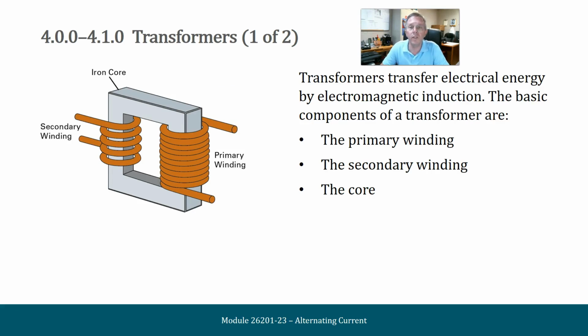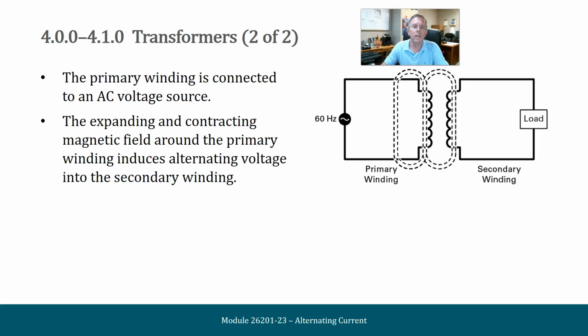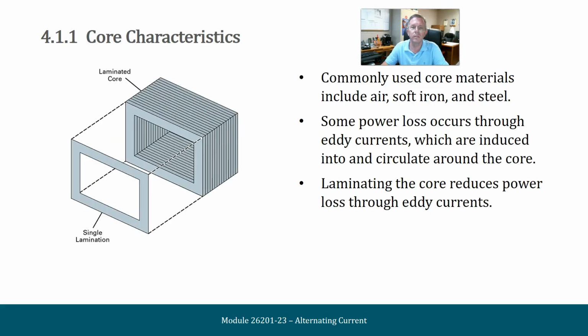Transformers transfer electrical energy by electromagnetic induction. The basic components of a transformer are the primary winding, the secondary winding, and the core. The primary winding is connected to an AC voltage source. The expanding and contracting magnetic field around the primary winding induces alternating voltage into the secondary winding.